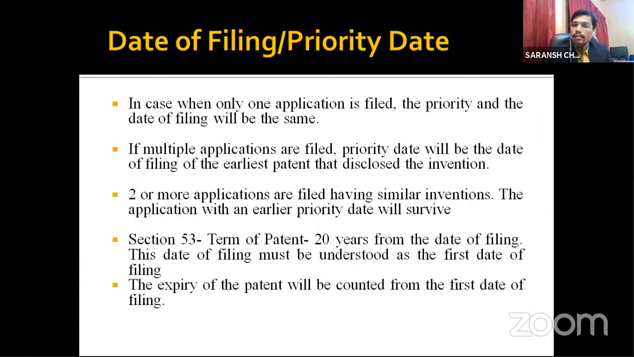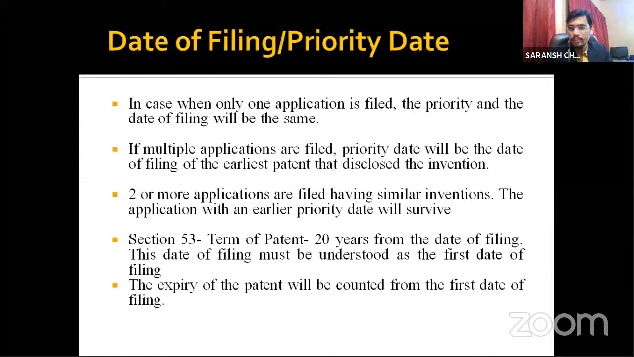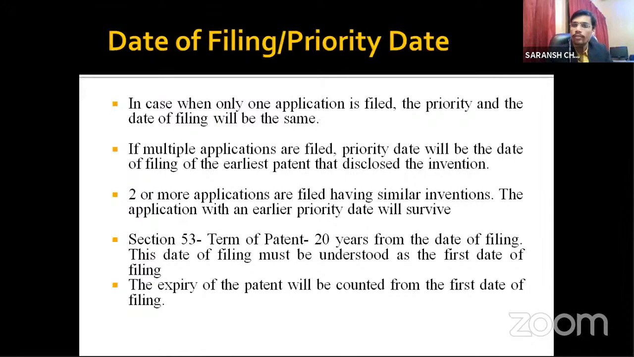Section 53 talks about the term of invention. Under Section 53 of the Patents Act, the term of a patent is 20 years from the date of filing. Now you should be very clear that the date of filing written in Section 53 does not mean whatever date of filing. It has to be understood in terms of the earlier filing date, right? So the term of a patent is 20 years from the earlier filing date.